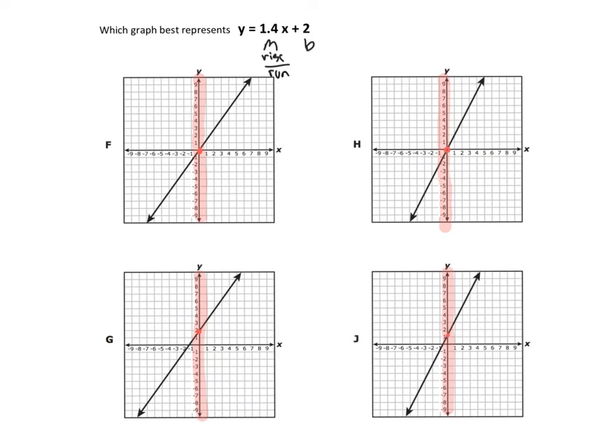So really, we only have one good possible answer, because remember, our b is where our line crosses the y-axis. So right here, we see that our b is 2, so we just have to go and see which of these points we just made is 2. So the only one would be right here. So our answer would be G.